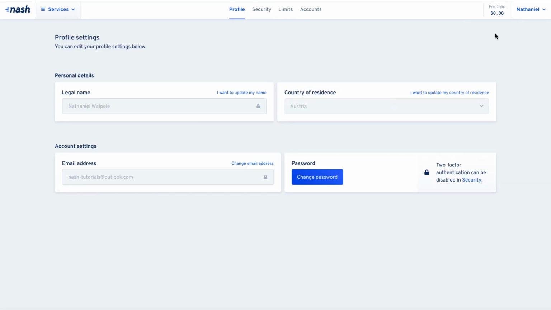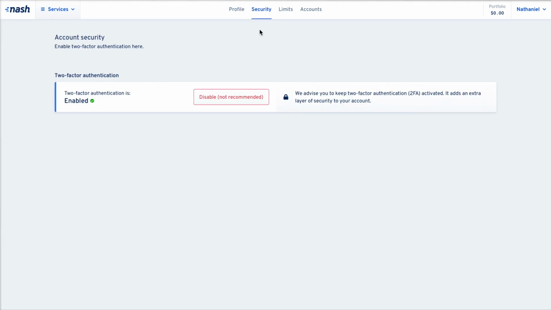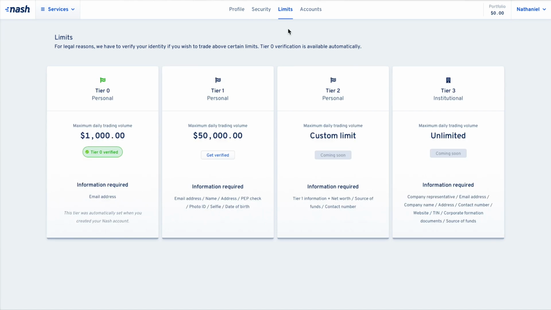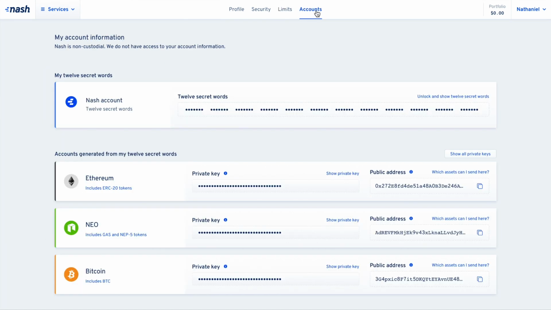Your profile is broken down into your profile details, where you can see your personal information, account security, where you can update your two-factor authentication, profile limits, where you can see your trading limits for the Nash exchange, and the digital asset accounts associated with your Nash account, where you can reveal your private keys and 12 secret words.